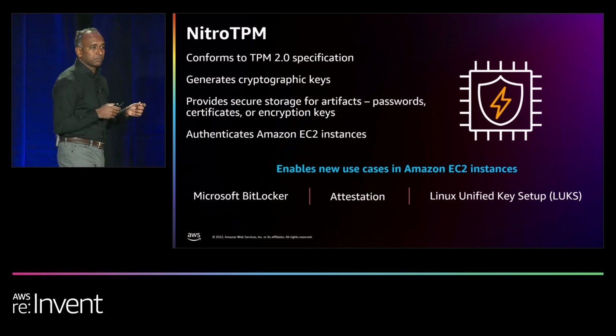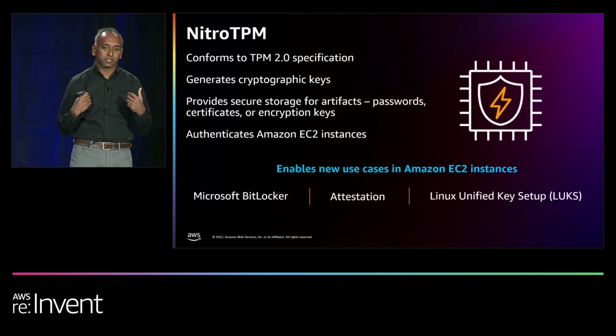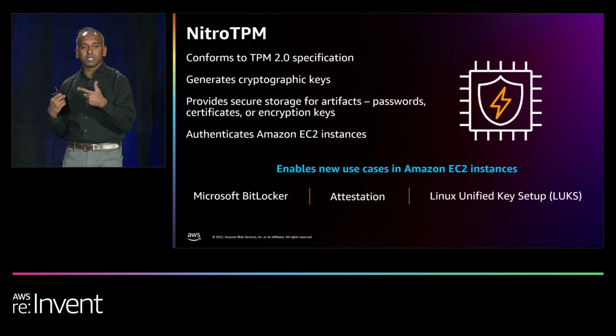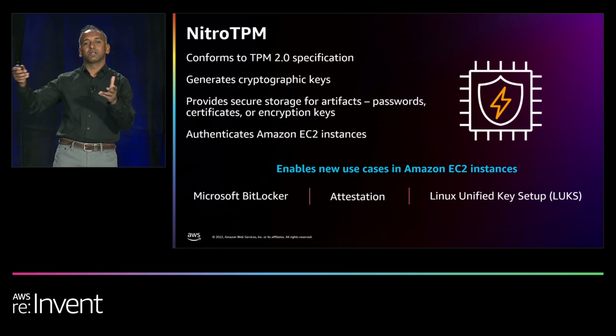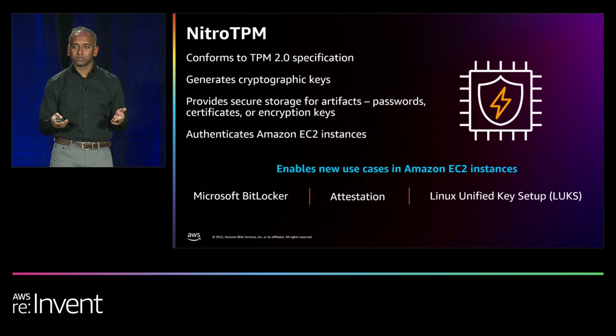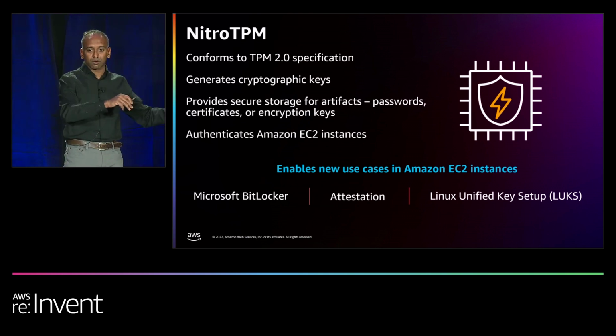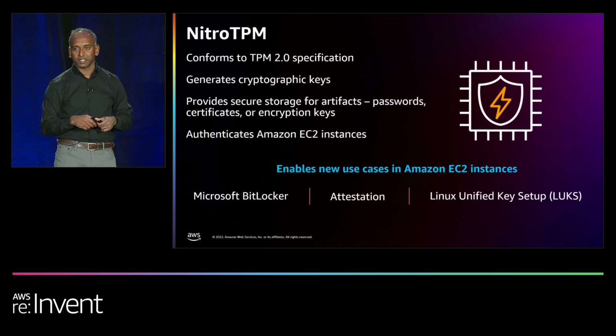We did not have this capability prior, where EC2 instances could attest for themselves. But with the launch of Nitro TPM, EC2 instances now have similar capabilities to what we talked about when we introduced Nitro Enclaves to you. Nitro TPM is TPM 2.0 compatible. What does that mean for you? If you have workloads on-prem today that rely on TPM 2.0 capabilities, you could now much more easily migrate them into the cloud with Nitro TPM because it conforms to the TPM 2.0 specification.